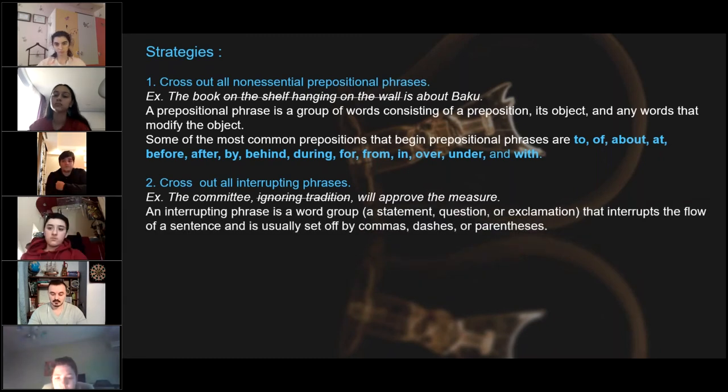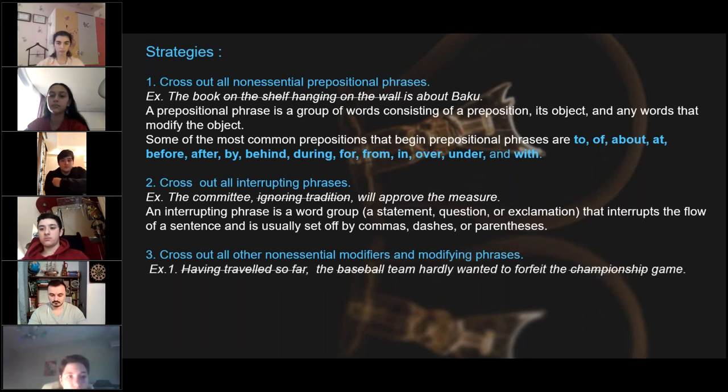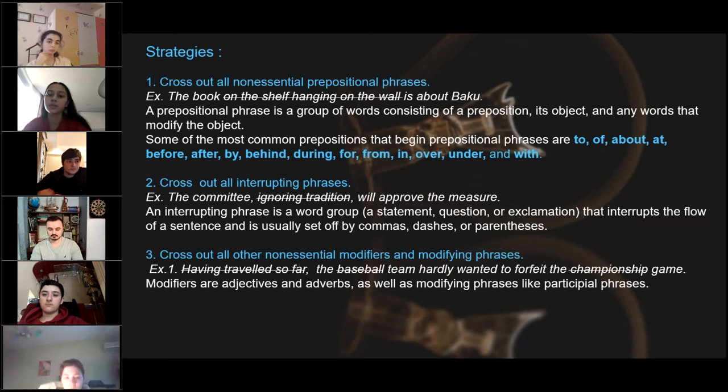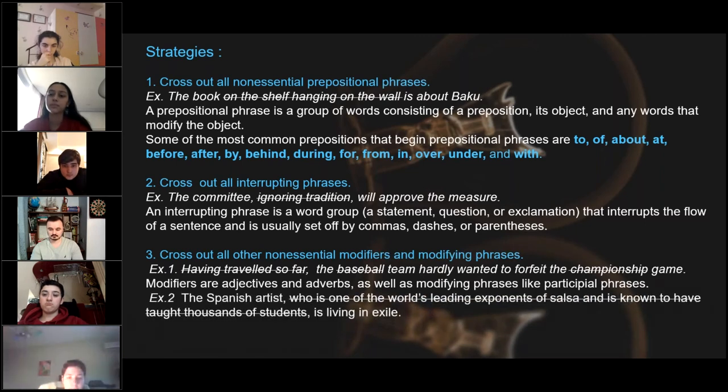Let's continue with you. Cross out all other non-essential modifiers in modifying phrases. Modifiers are adjectives and adverbs, as well as modifying phrases like participle phrases. The Spanish artist, who is one of the world's leading exponents of salsa and is known to have taught thousands of students, is living in exile.